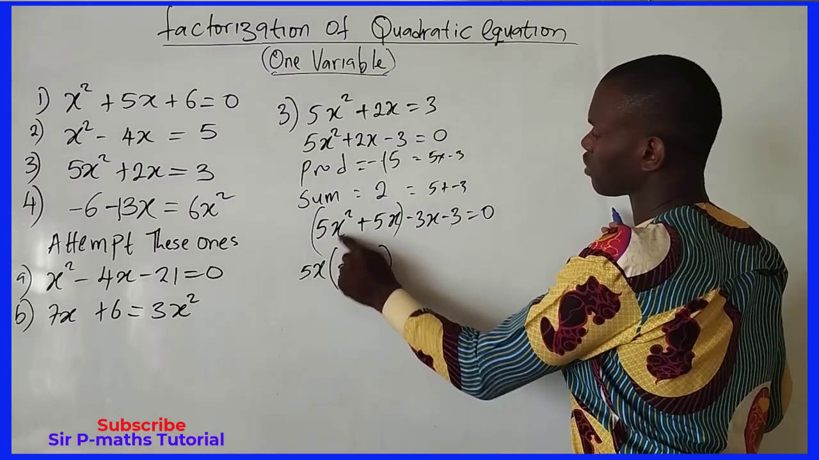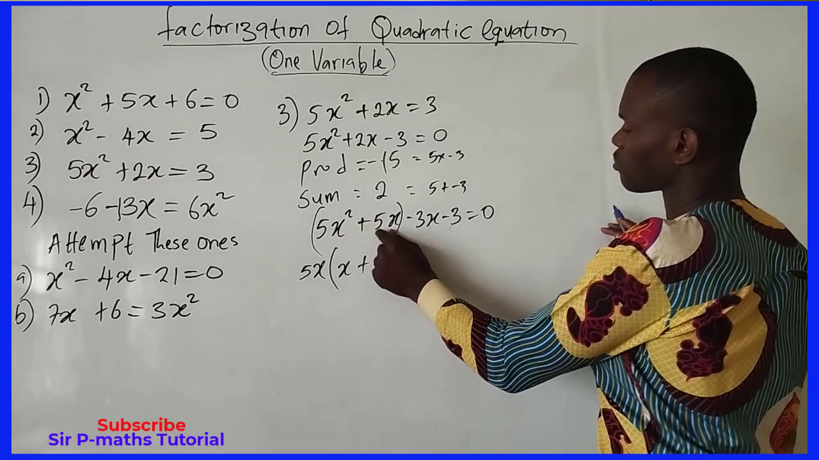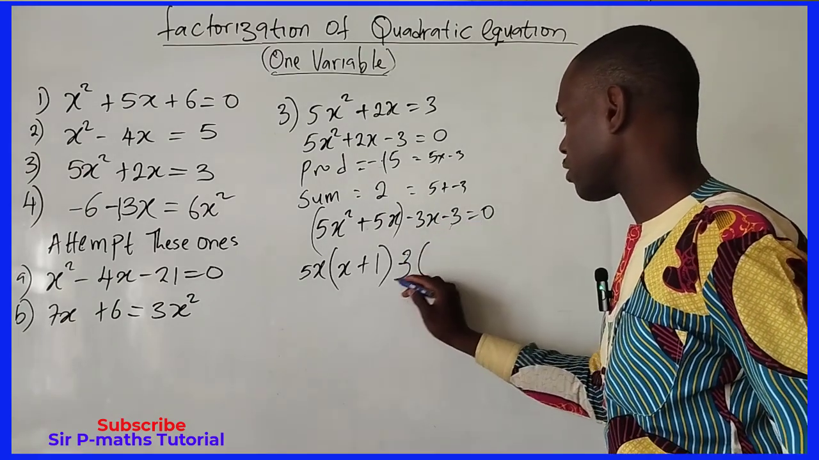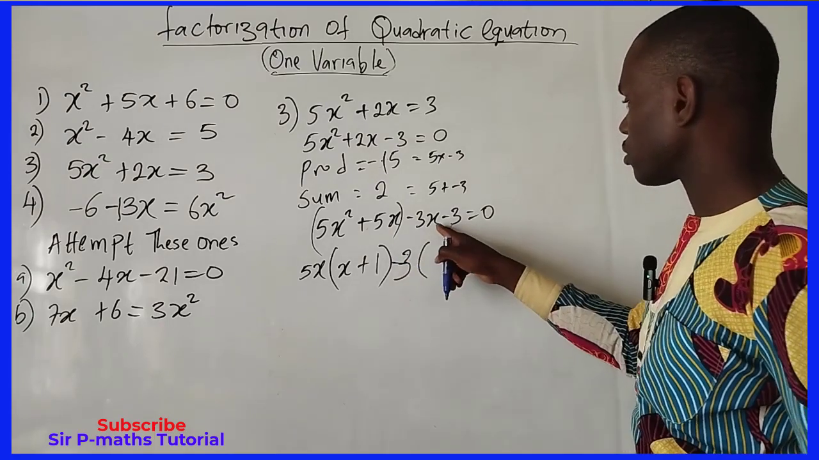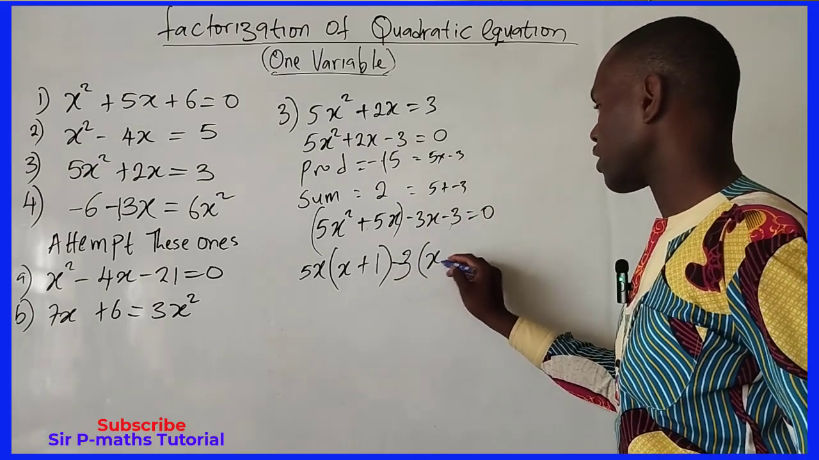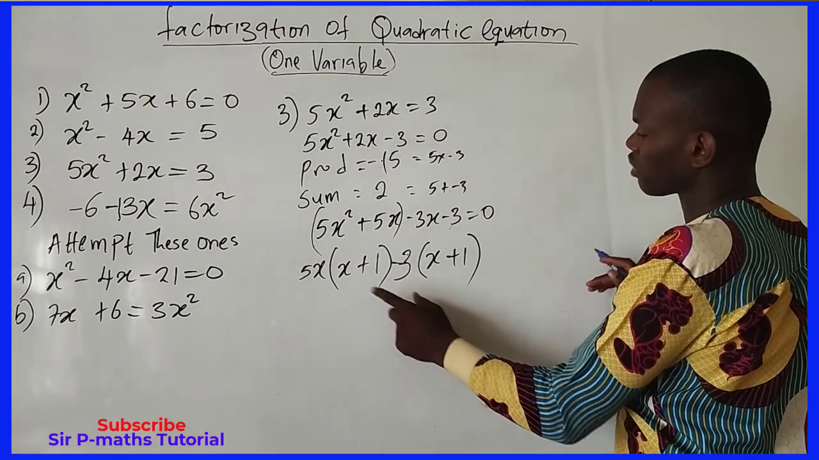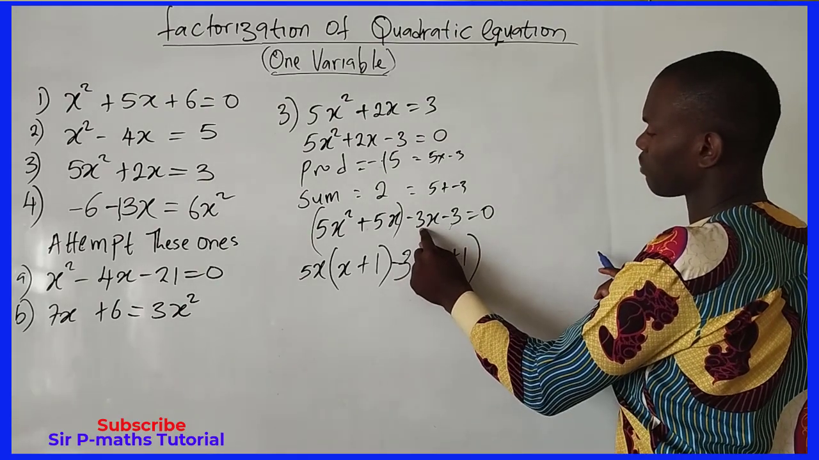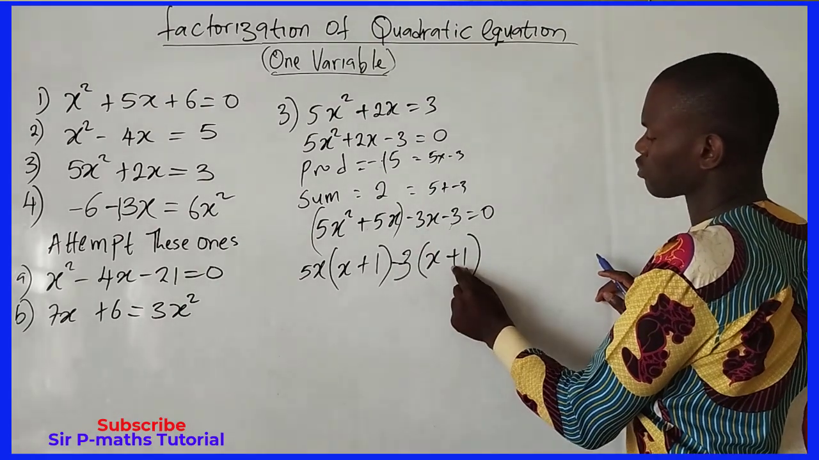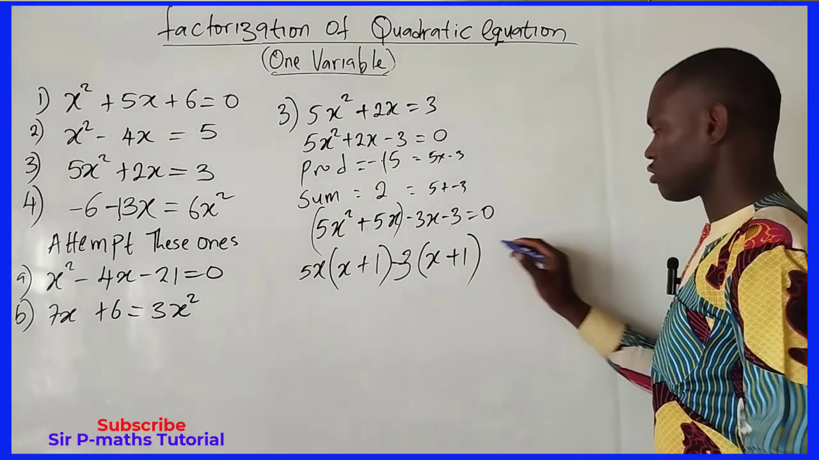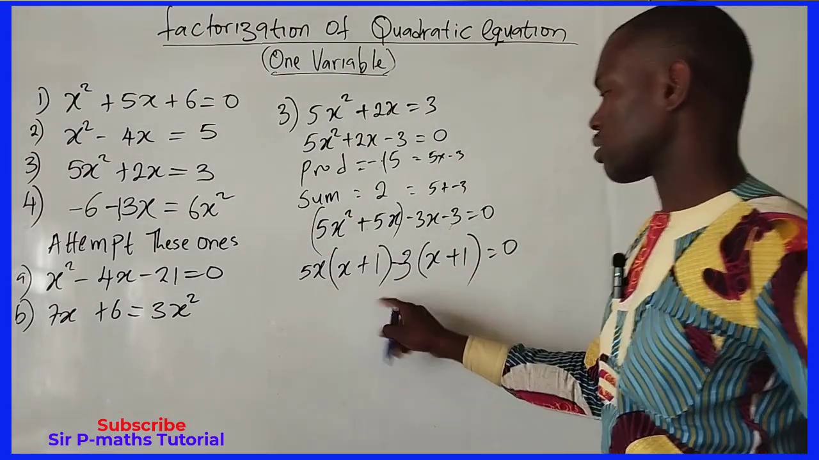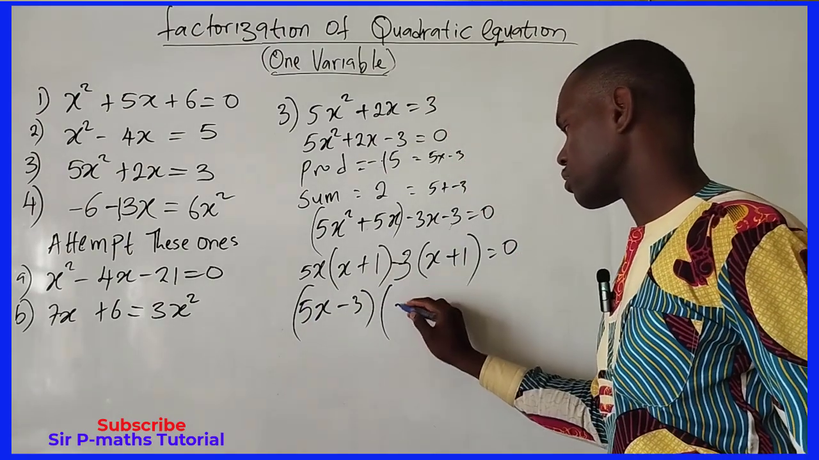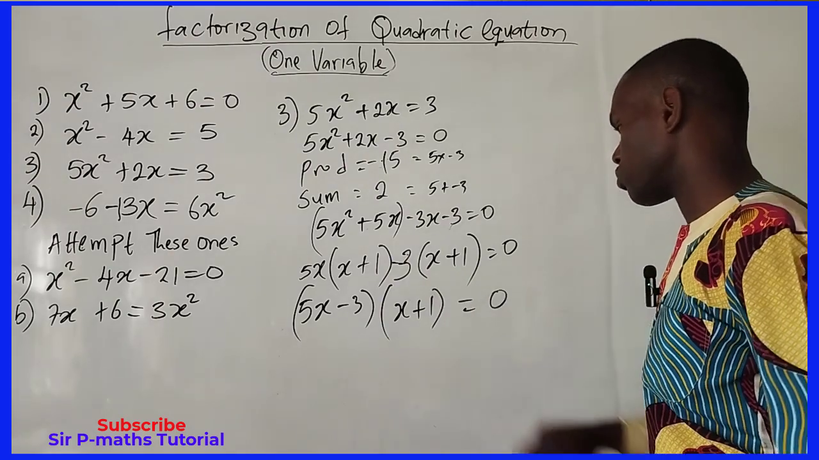5x times x gives me 5x squared. 5x times 1 gives me 5x. Minus, what do I have common here and here? I have 3. What else do I have common? Nothing else, so I'll have x plus 1. Recall that whatever you have here is what you will have here. Therefore, minus 3 times x will give me back minus 3x. Minus 3 times positive 1 will give me minus 3, all equal to 0. Then we group the ones outside, 5x minus 3, and then pick one bracket, x plus 1 equal to 0.